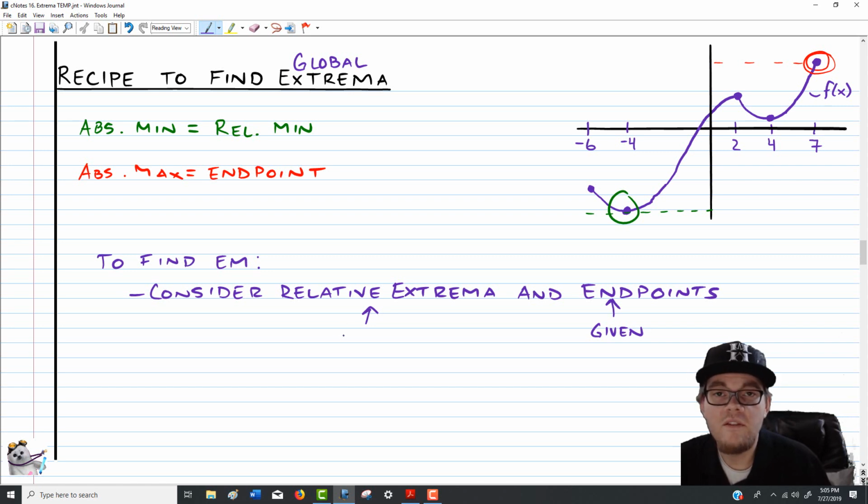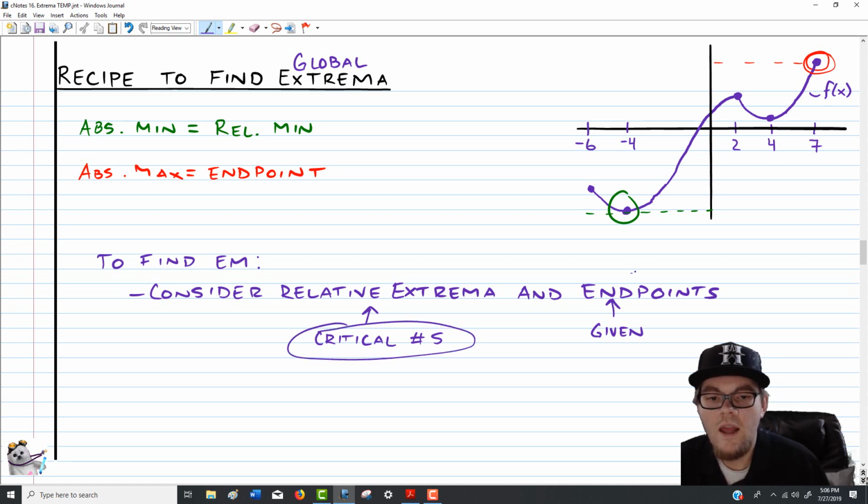On the flip side, to find relative extrema, if you'll recall from maybe 15-20 minutes ago, we said that all relative extrema occur at critical numbers. So what we're going to do is find the critical numbers for a function, find the endpoints, and then check for relative size.